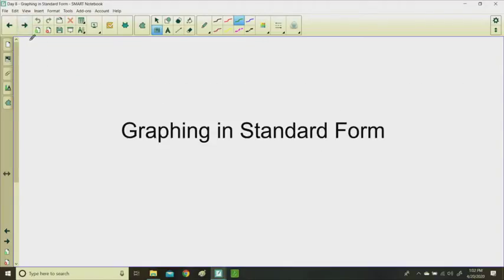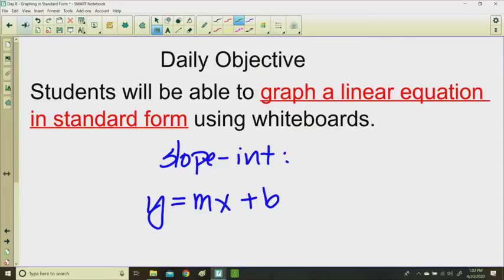Okay, so now we're going to graph in what's called standard form. So you just learned about slope-intercept form. Let's go ahead and do standard form now. So remember, slope-intercept form is y equals mx plus b. We're going to be doing a slightly different form, and it's going to be graphed a little bit differently.